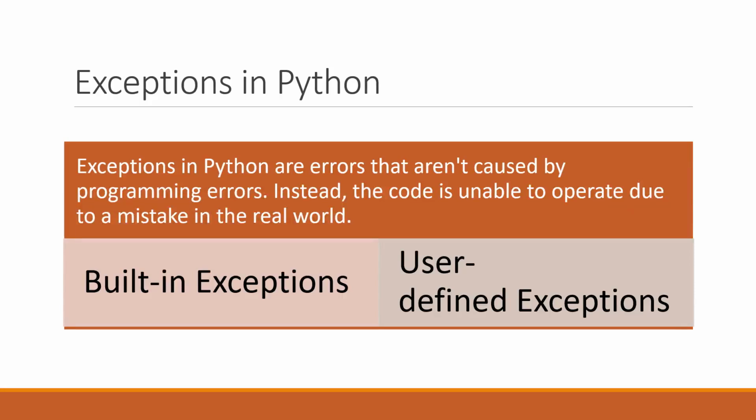So in one of our previous sessions, we have discussed errors, in which we have discussed some of the basics related to exceptions. So basically, exceptions in Python are errors which are not caused by any programming error. Instead, the code is unable to operate due to a mistake in the real world. So even though a statement or an expression in a Python program is accurate, it may produce an error when implemented. So exceptions in Python are errors which are recognized during the execution, but these errors are not fatal. We can operate on them. Now there are two major categories of exceptions. So very first is the built-in exception.